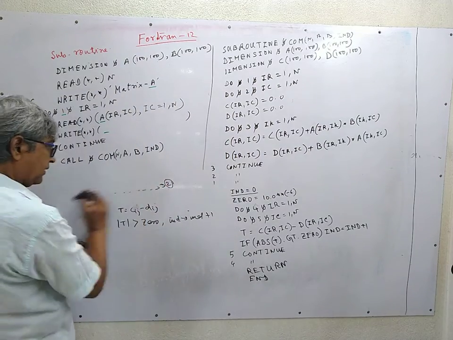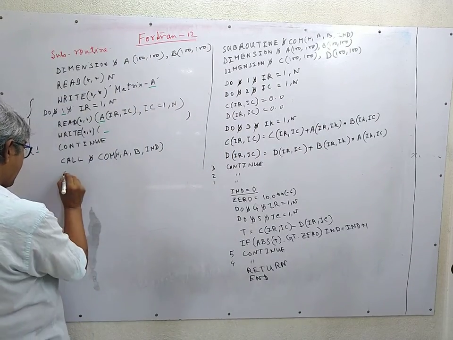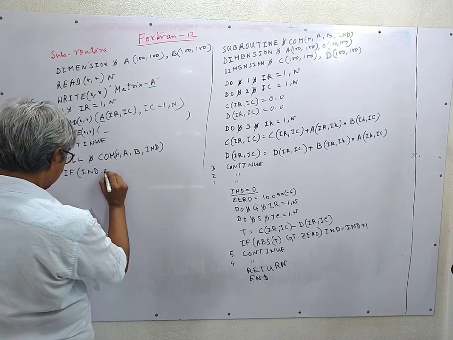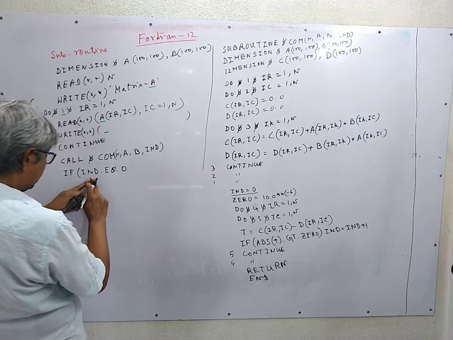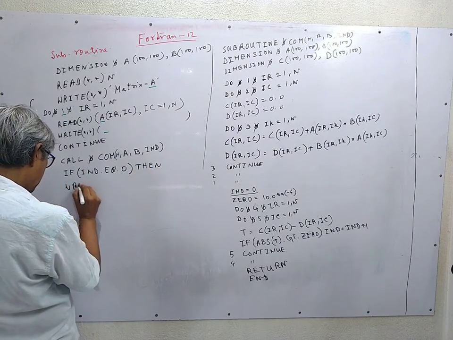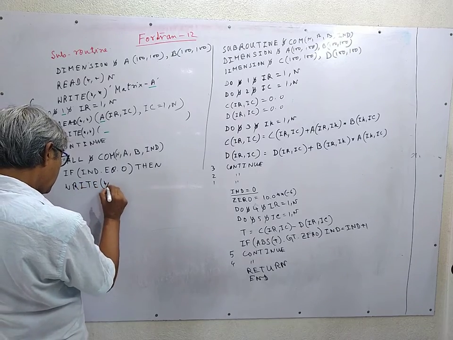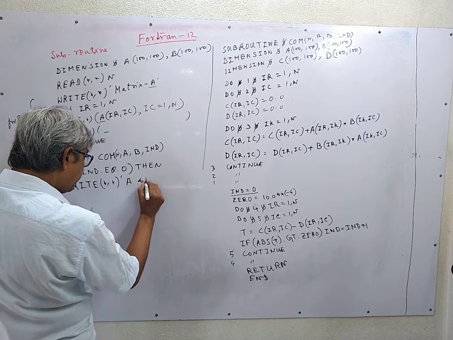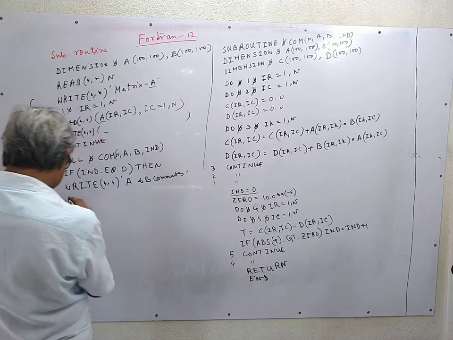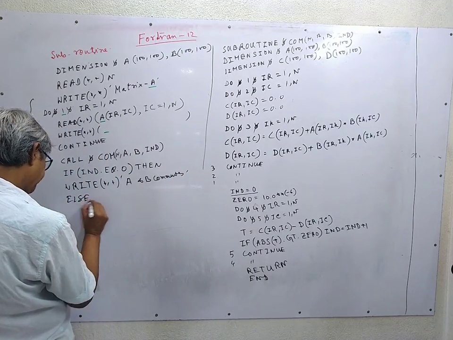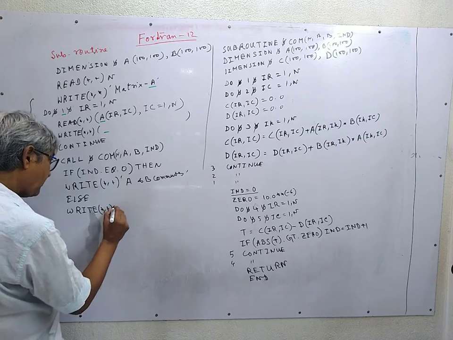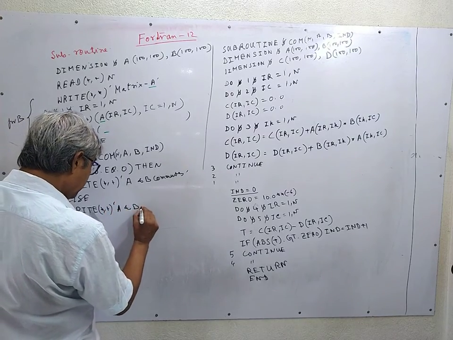So what do we call? We do it: if index is 0, because it is an integer, then A and B commute, else they do not commute.